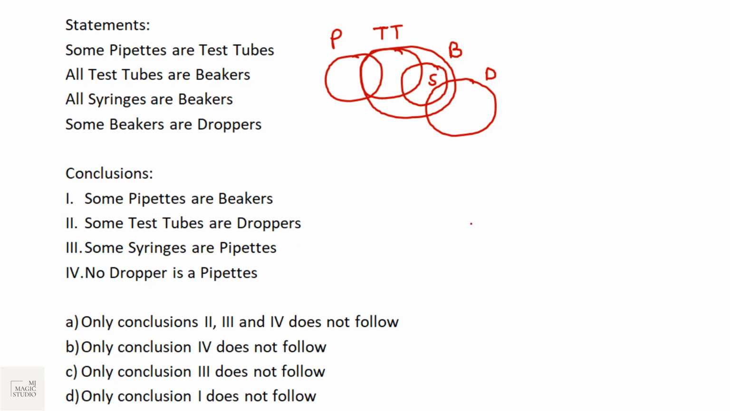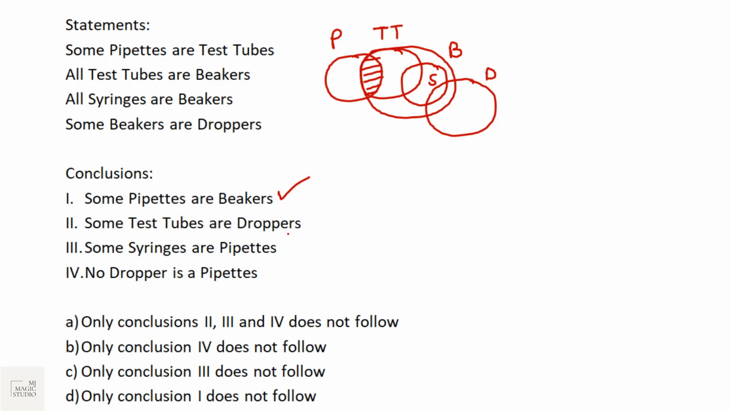Producing one Venn diagram is more than enough. We can have many Venn diagrams for the given statements, but with one only, we can find which conclusion shall follow. Conclusion 1 says some pipettes are beakers. Some pipettes are test tubes and all test tubes are in beakers. We can see this common portion. This is with pipettes and beakers. That means conclusion 1 follows.